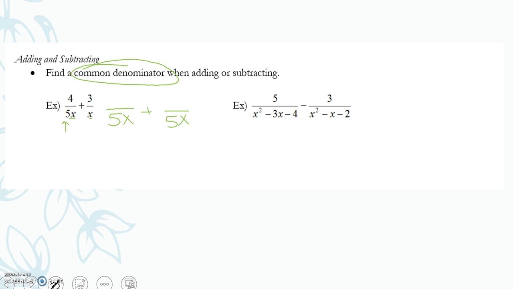The first fraction already has the common denominator, so I keep it as 4 up top. However, that second one only has an x, so I need to multiply by 5. So that's going to now give me 15 on top.